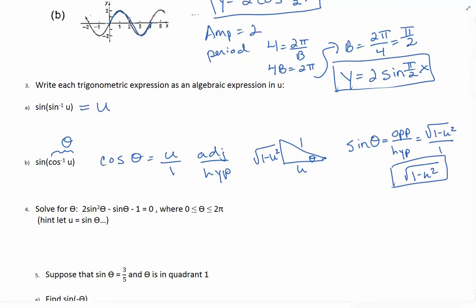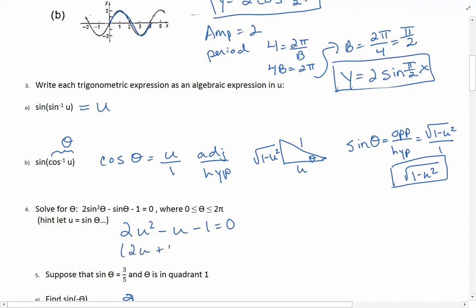Okay, so this one was a little bit tricky. You want to think of u as equal to sine theta here, and so you would have 2u squared minus u minus 1 equals 0. And then you can factor that as 2u plus 1 times u minus 1 equals 0. Setting each of your factors equal to 0, 2u plus 1 equals 0, so u is equal to negative 1/2, and u minus 1 equals 0, so u is equal to 1.